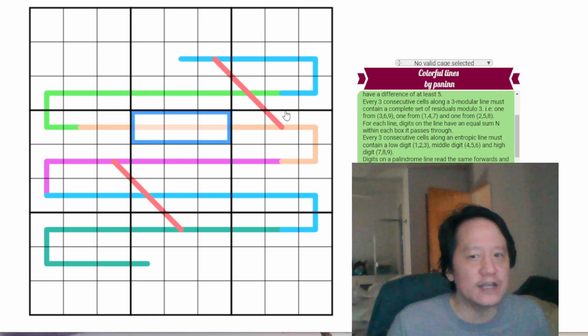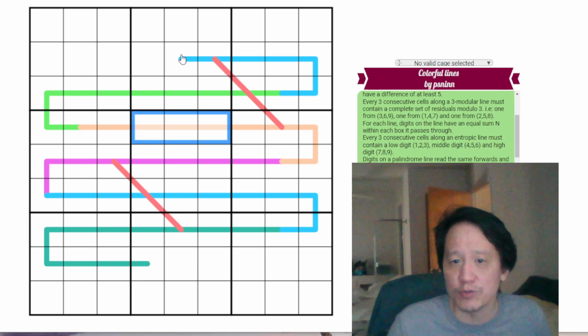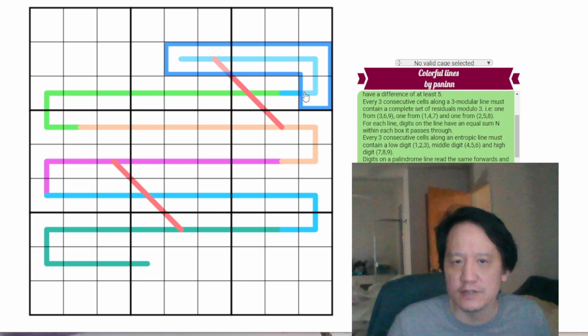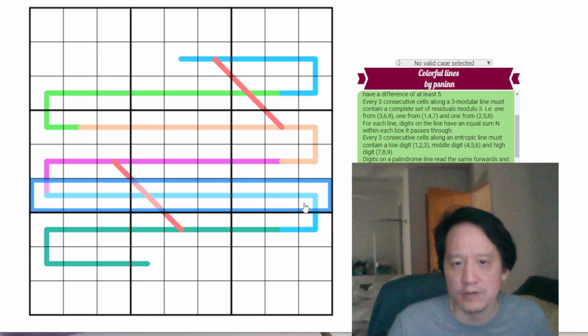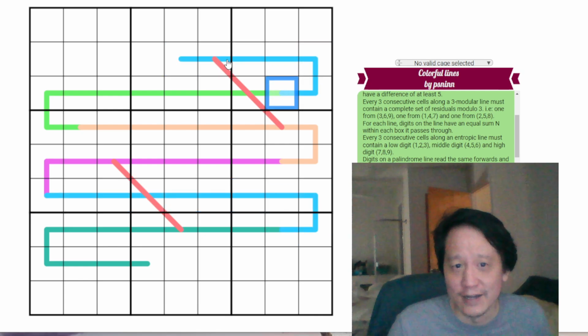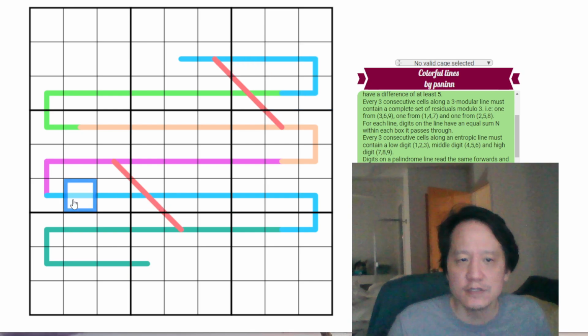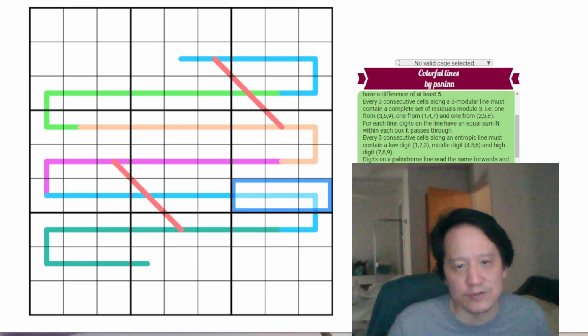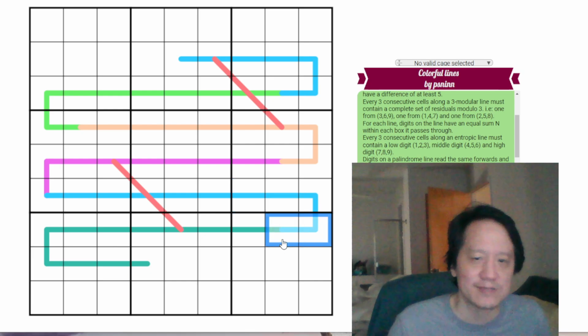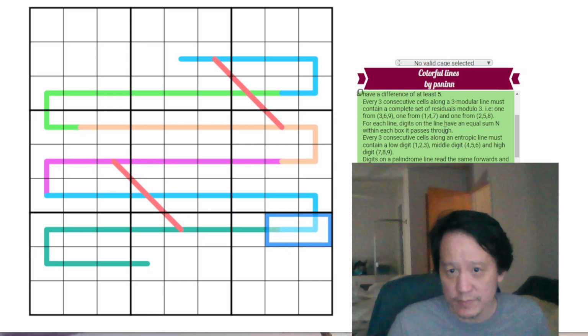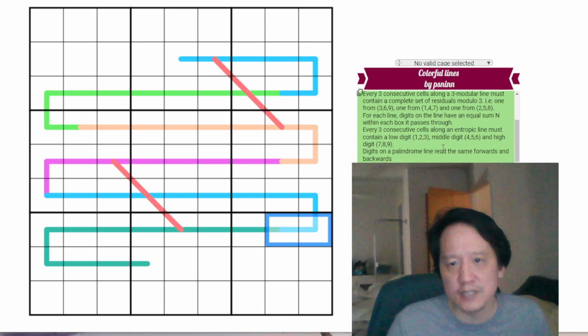Then they seem to have an equal sum line where it says for each line, digits on the line have equal sum n within each box it passes through. So I think these are these blue lines here, regular blue lines. So that means these 2 digits have to add up to these 5 digits. These 3 digits must add up to these 3 digits, must add up to these 3 digits. Okay, that's a pretty big hint, and which must add up to these 2 digits. So that's the region sum line, and that's what usually the blue one is.